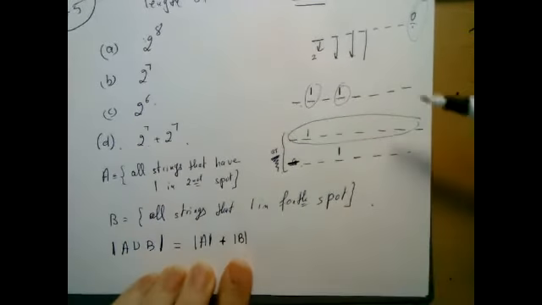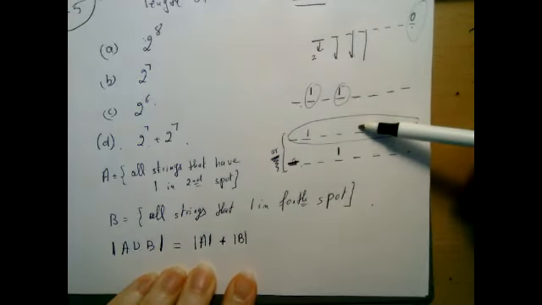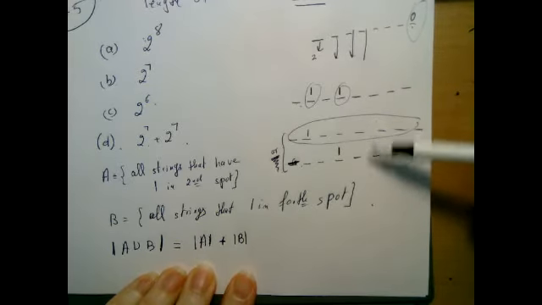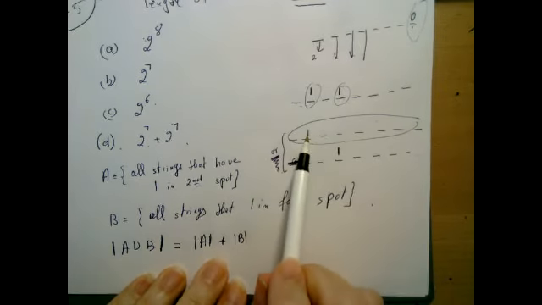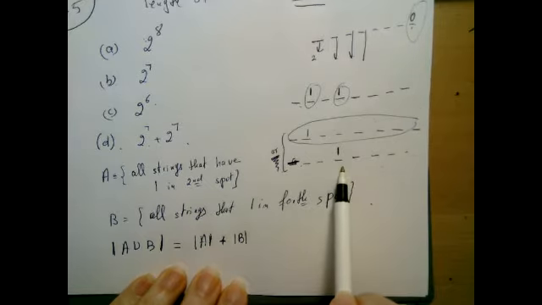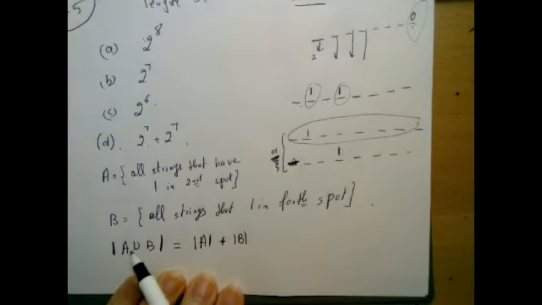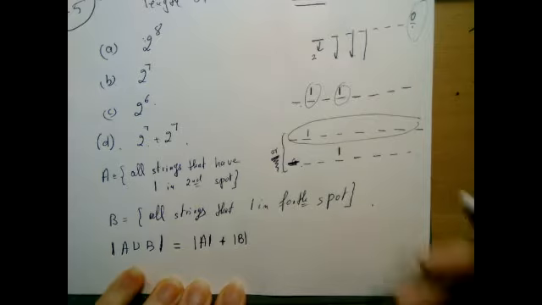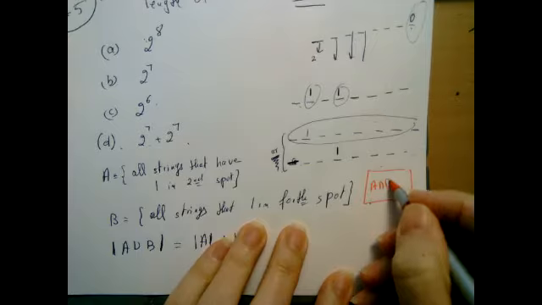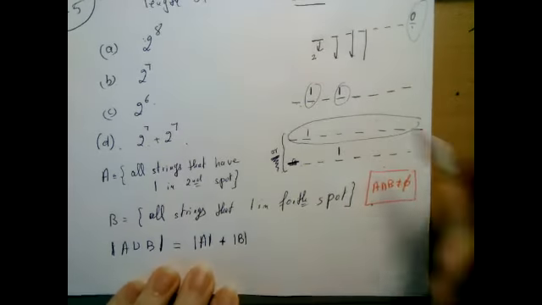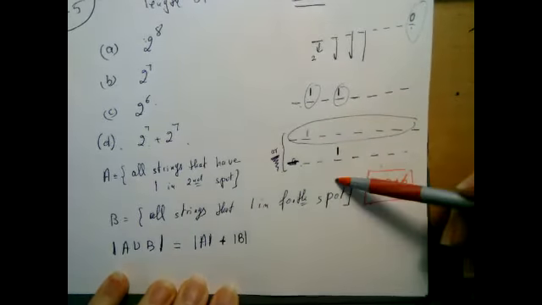So now I go back. Can a string be here and here? Can a string satisfy both conditions? Yes or no? Please, I want answers. Can a string have a 1 in the second position and have a 1 in the fourth position? Absolutely yes. So the intersection of A and B here is not empty. That's crucial. So A intersect B is definitely not empty. They overlap. There are things here and things here at the same time.